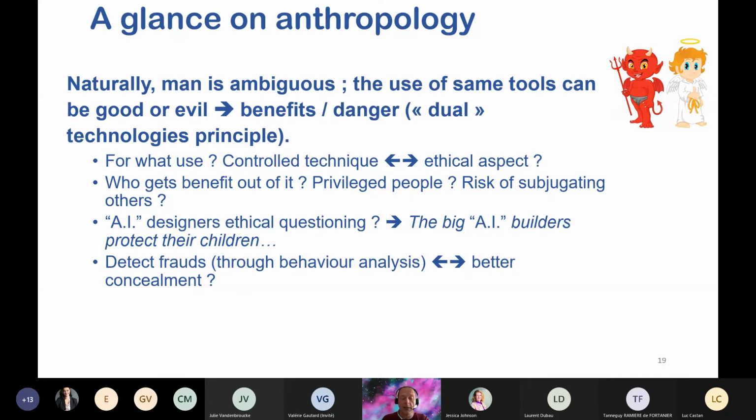Yes, AI is now being used to detect fraud through behavior analysis. That's the case for banks, and it's a very promising tool. But very soon, hackers will understand how they function and what their limits are. They will probably buy such tools in order to hide better and deceive banks.